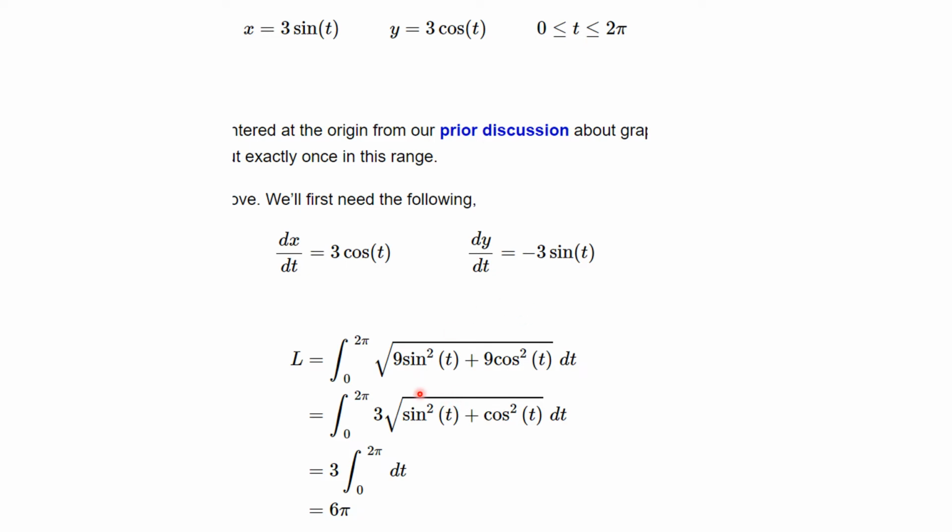But then I square both of those and take the square root. Now notice here I get 3, that's the square root of 9, but then I have sine squared t plus cosine squared t, which is known to be 1. So I can pull the 3 out, and I'm integrating 3 from 0 to 2 pi, and so the answer is going to be 6 pi, which is the same thing that we would have gotten if we were integrating over the circumference of a circle of radius 3.